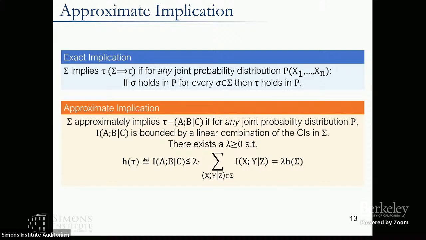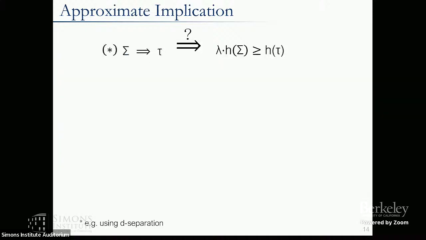Okay, and just like for the exact case, we want this to hold for any joint probability distribution. And basically the first question we are asking is, if we have exact implication, is it necessarily the case that we have approximate implication?